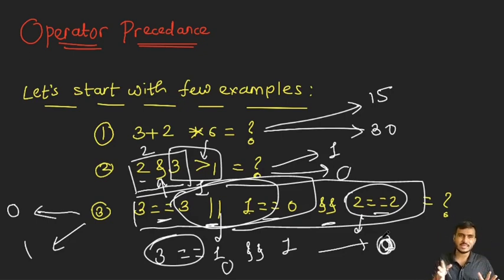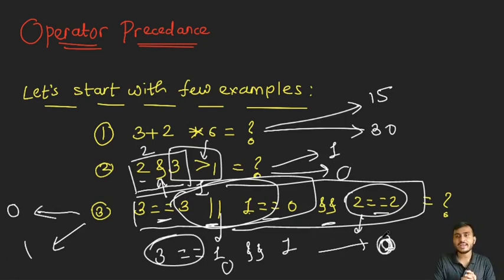Whenever the expression has relational operators, the answer can be either 0 or 1. It cannot be different, because a relational operator can give us an answer of either 0 or 1. That's why the possible answers of this expression are either 0 or 1. All right, now let's see which one among them is actually correct.